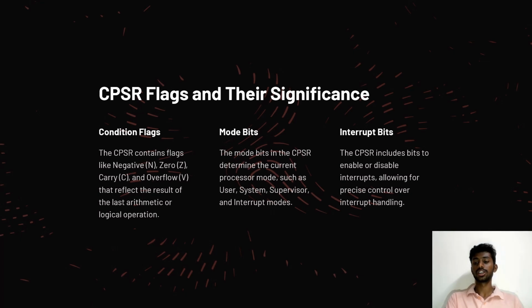CPSR flags and their significance. First, we are having condition flags. So the CPSR contains flags such as negative, carry, and overflow, which reflect the result of the last arithmetic or logical operation. Mode bits. The mode bits in the CPSR determine the current processor mode such as user, system, supervisor, and interrupt modes. And at the last, we're having interrupt bits, which means the CPSR includes bits to enable or disable interrupts, thereby allowing for precise control over interrupt handling.